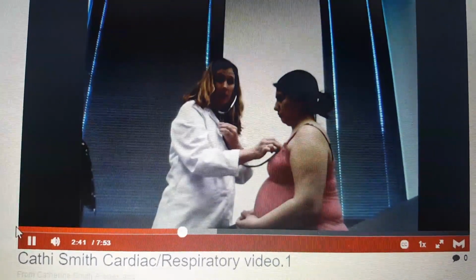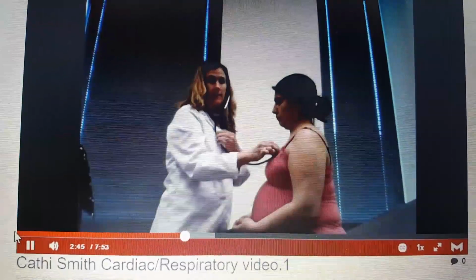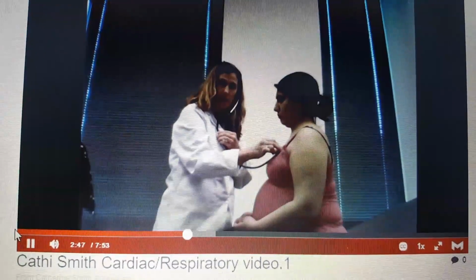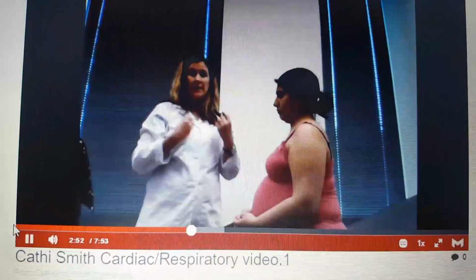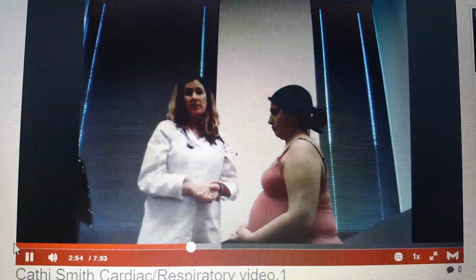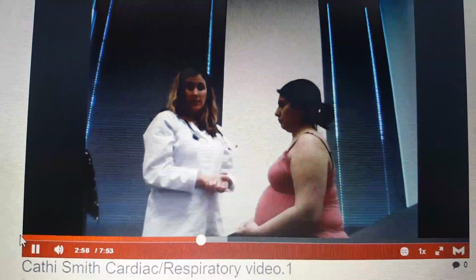If I found a murmur, I would note characteristics such as timing, pitch, duration, or intensity. I can't hear S3 or S4, which is normal because those sounds are quiet. For a normal patient assessment, I would also repeat the entire auscultation in the left lateral recumbent position. Now we're going to move on to the respiratory assessment.